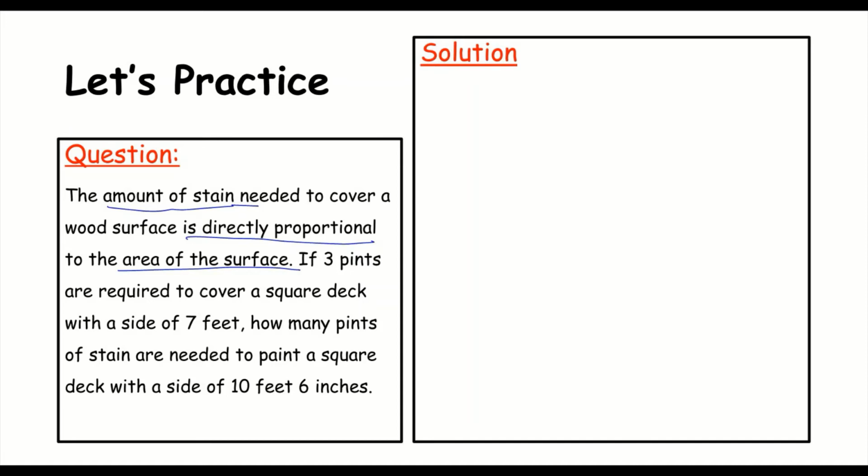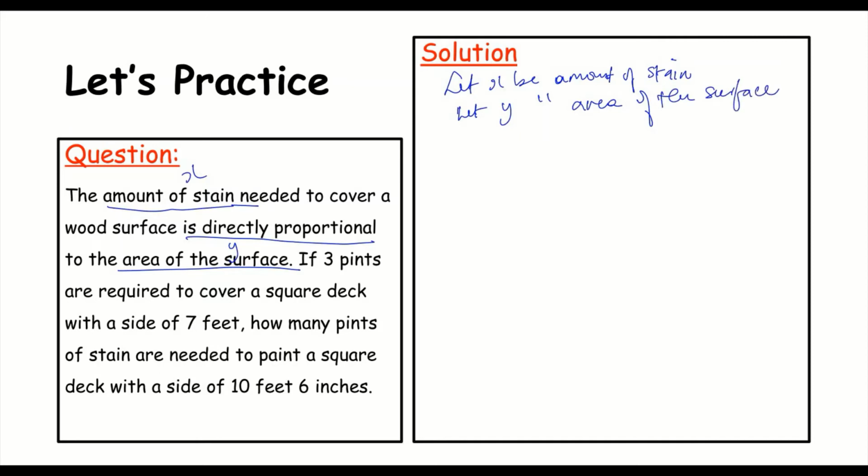So we can define some variables. Let's call this x, let's call this y, just to get something out of the way. Or you could call it s and you could call it area. Whatever you want to be, just define your variable. So let x be the amount of stain, just so that we can work faster. And let y be the area of the surface.